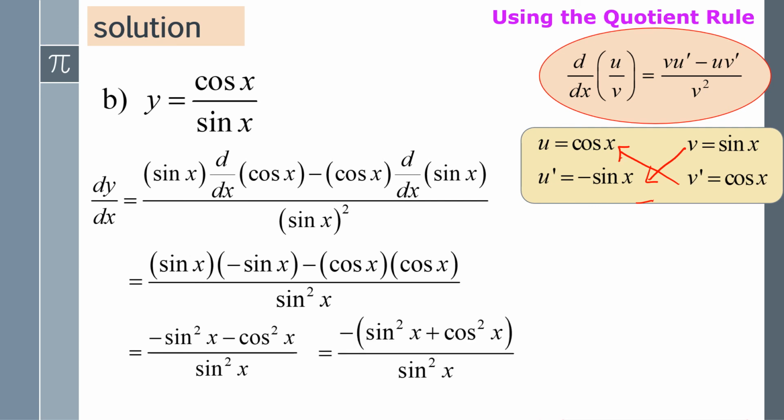Then factorize, negative of sin squared x plus cos squared x. Here, by using the trigonometric identity, sin squared x plus cos squared x becomes 1. We simplify, then we get negative 1 over sin squared x. Then we have negative cosec squared x.